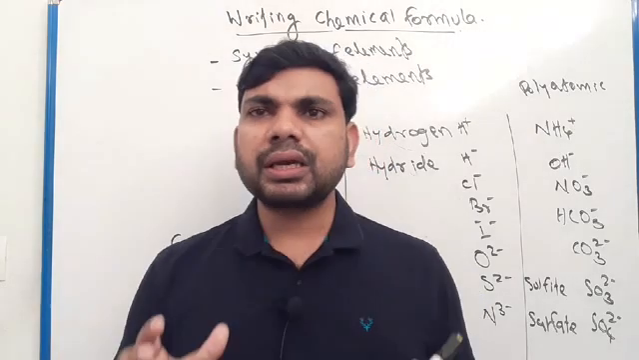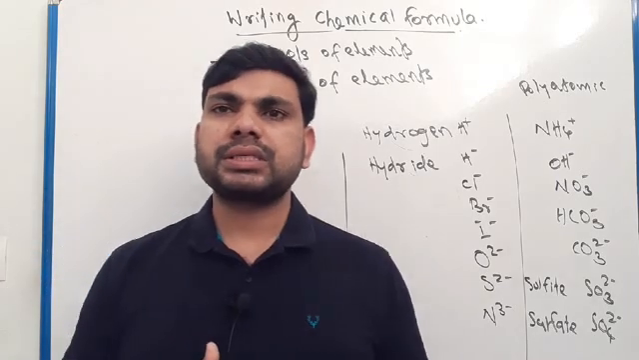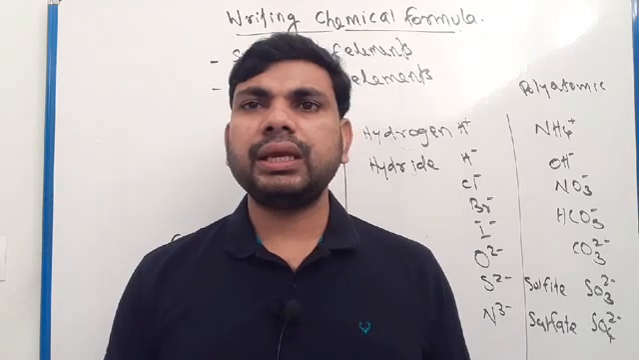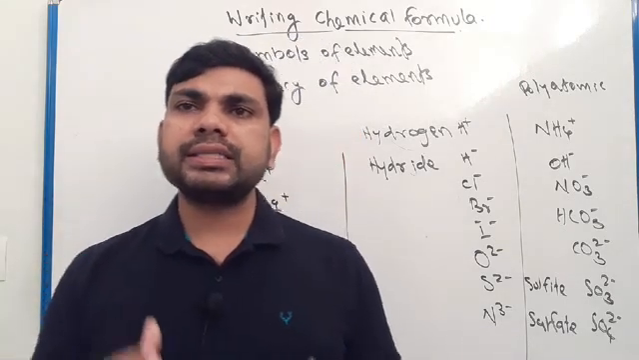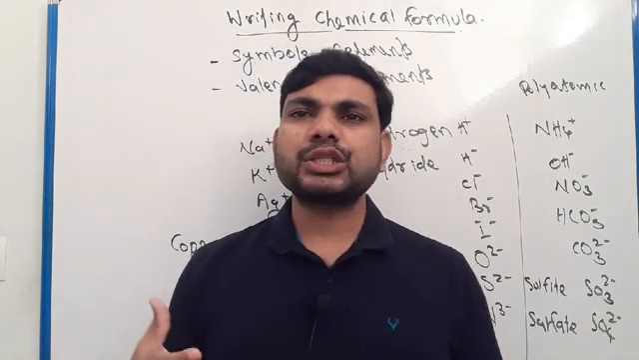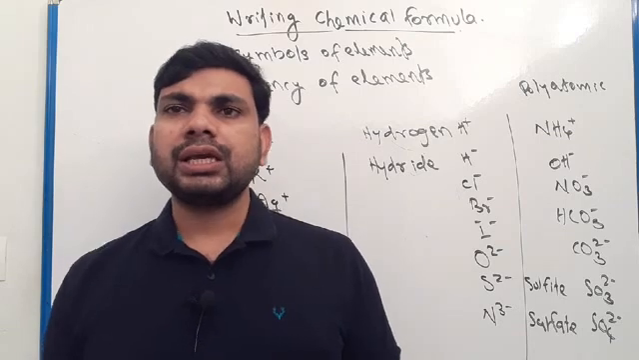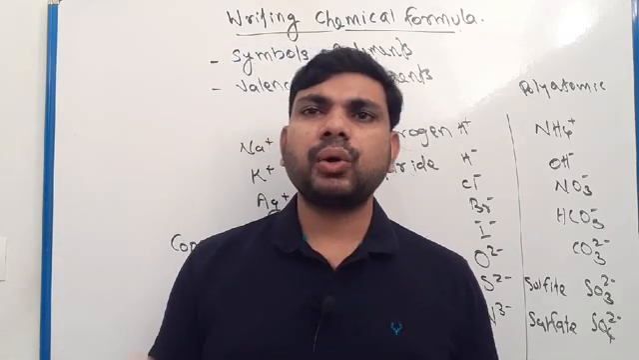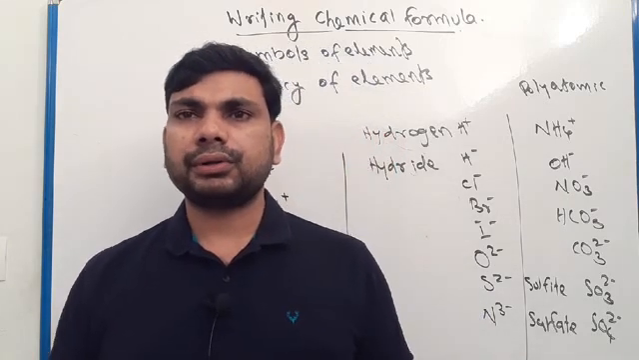To write the chemical formula of a compound, we need the chemical symbols of the elements. Also, we need valency. We already discussed symbols of elements: hydrogen H, calcium Ca, nitrogen N, oxygen O. We need this type of symbols to write the formula of a compound.